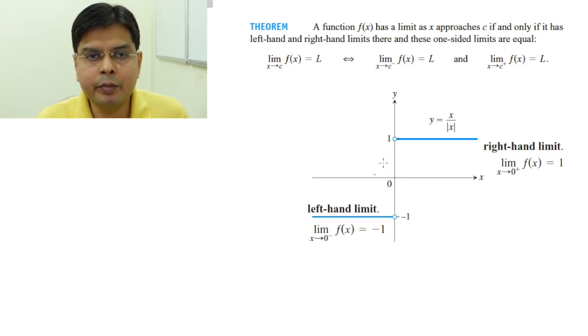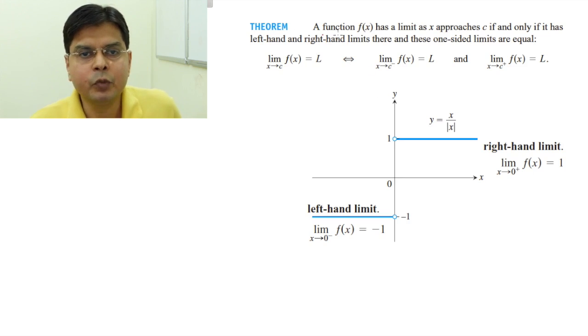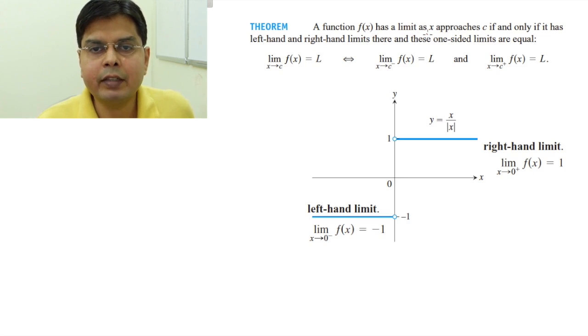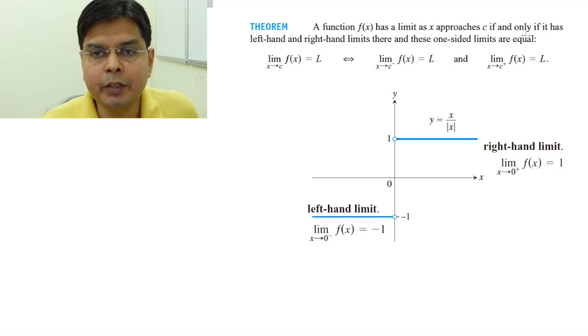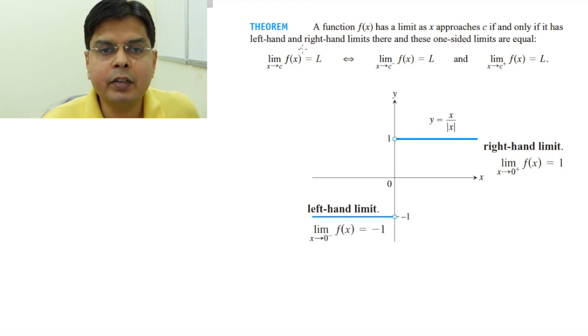Now let's see. I had told that we will be discussing the one-sided limit. So this is a theorem. A function f(x) has a limit as x approaches c if and only if it has left hand and right hand limits there, and these one-sided limits are equal.